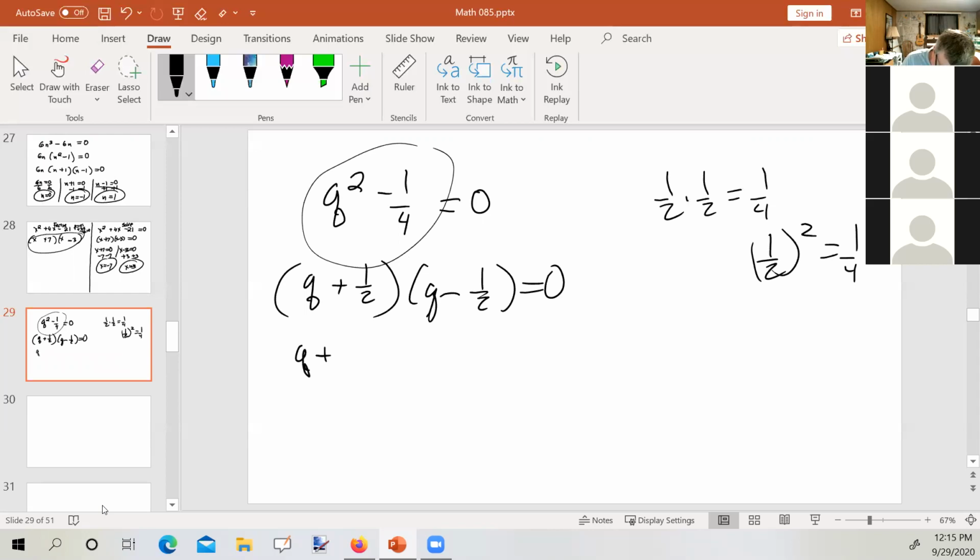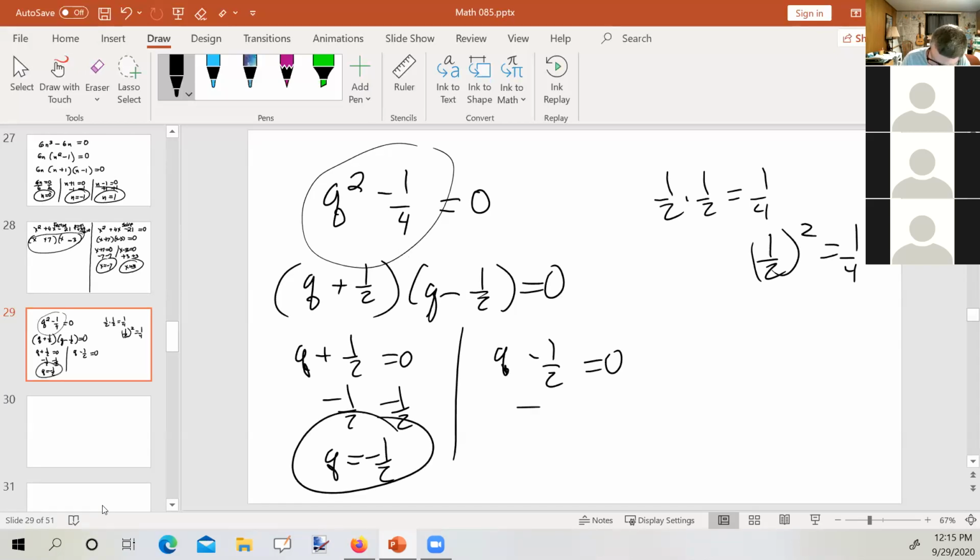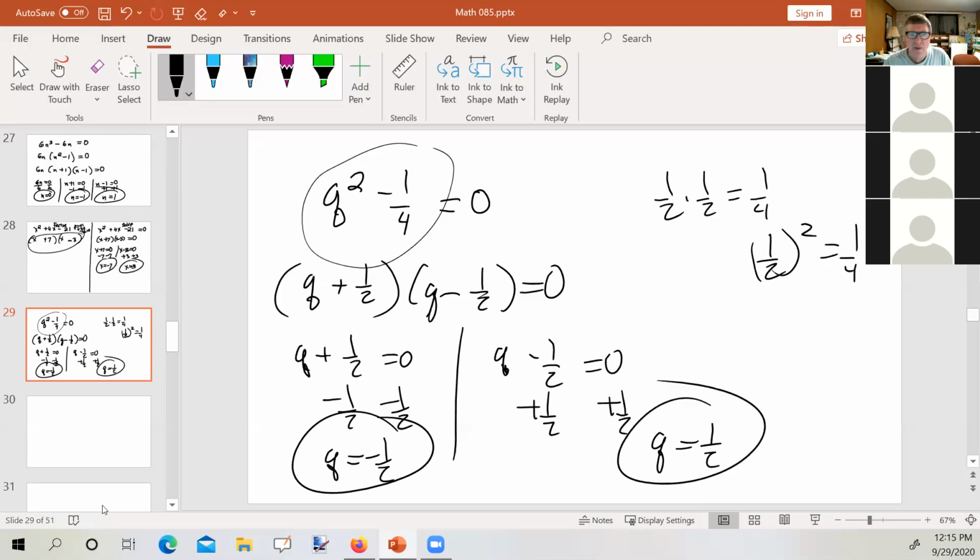So Q plus 1/2 equals 0. Q minus 1/2 equals 0. I'm going to subtract a half from both sides. Q equals negative a half. I'm going to add a half to both sides. Q equals positive 1/2. So two fraction solutions to that equation. Let's see here. One more.